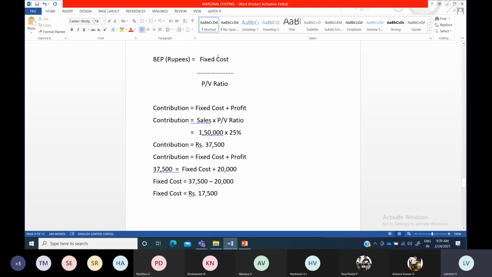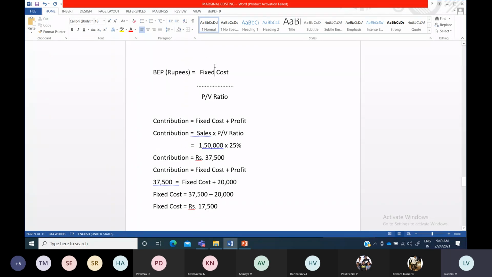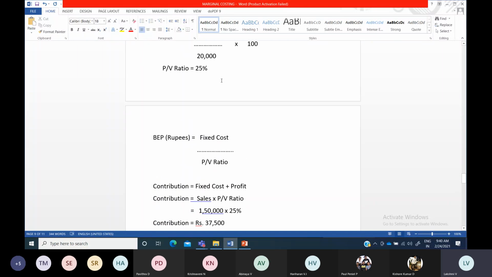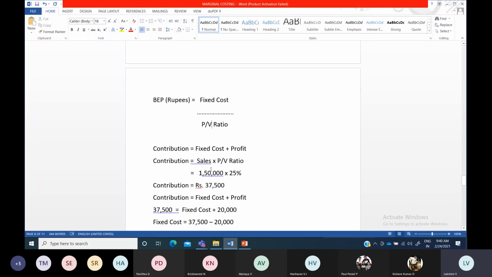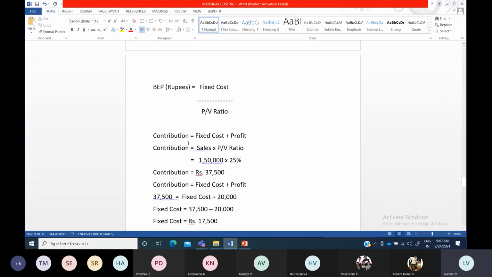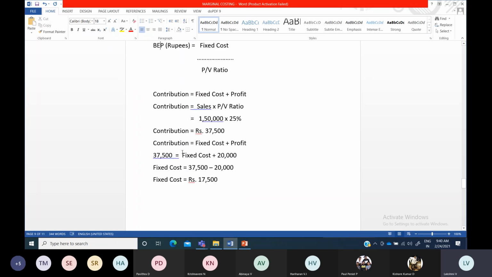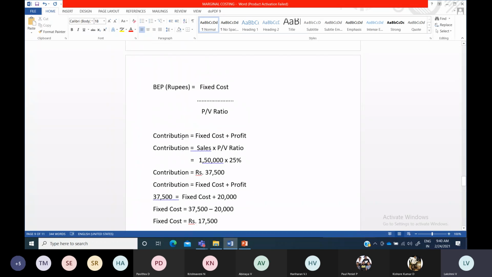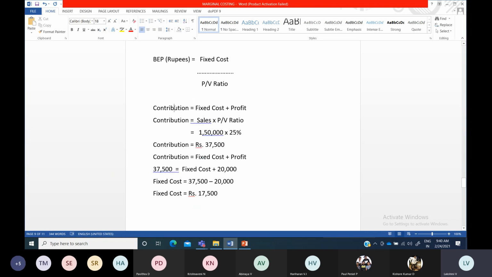This fixed cost amount only you have to substitute here. Now fixed cost 17,500, PV ratio 25%, you can find out the break even point in rupees. Since we don't know the fixed cost amount, we have gone through all these procedures. First, the formula: contribution equals fixed cost plus profit. Profit amount we know, that is available in the question. Fixed cost we don't know, that only we have to calculate and substitute here. Contribution also we don't know, so first let us calculate.